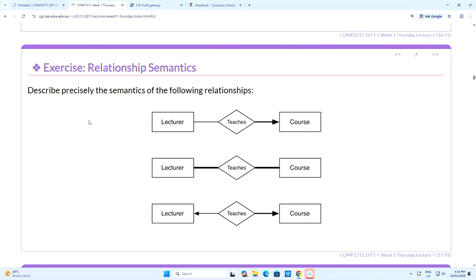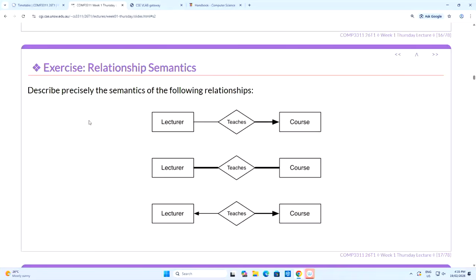It could be 2, 3, 4, 5, 6, 100. And then the course needs to be taught by at least one lecturer, and could be taught by 2 lecturers, could be taught by 100 lecturers. This is a many-to-many relationship. And the last one is the easiest one. So do you want to do that one as well?